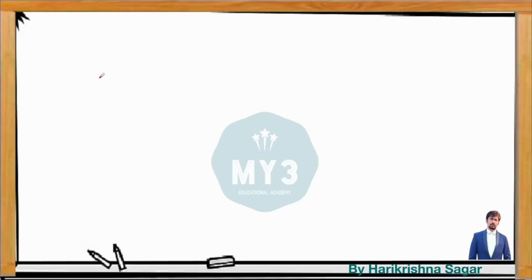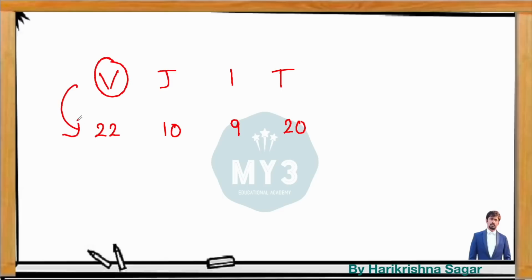So for example, if you have VJIT, what is VJIT in terms of number? V is going to be 22, J is 10, I is 9, T is 20. Like that, you should be capable of telling every alphabet position. As soon as you see the alphabet, you should be able to tell its position. Then it would be easy for you to solve the questions.